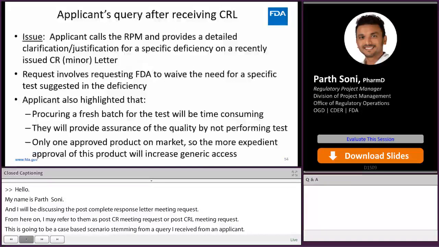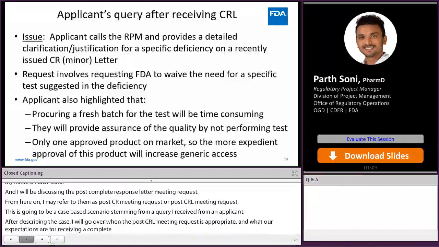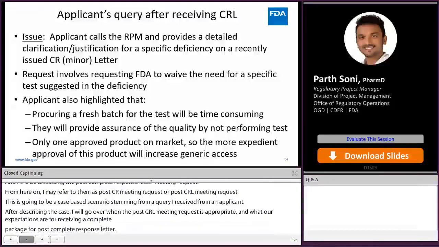The issue involved the applicant calling me and providing a detailed explanation for a specific deficiency on a CR minor letter, which was issued about 3 weeks prior. The deficiency was requesting the applicant to perform a test which the applicant wanted to argue against.